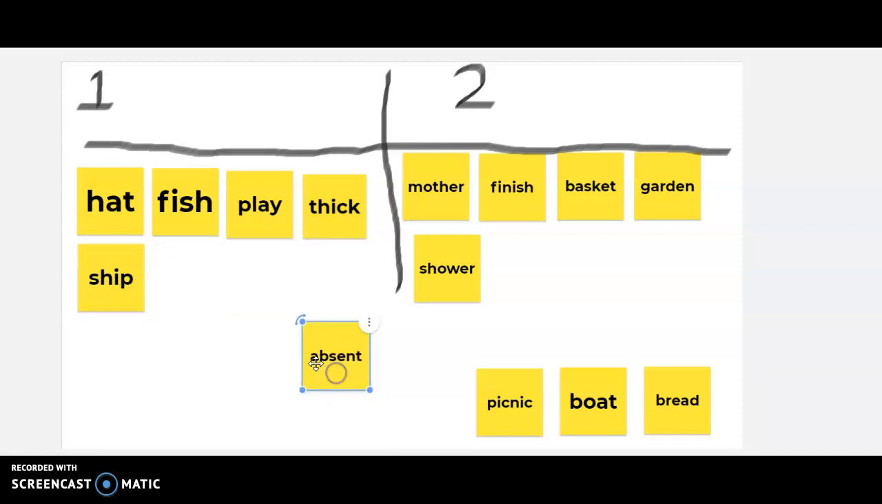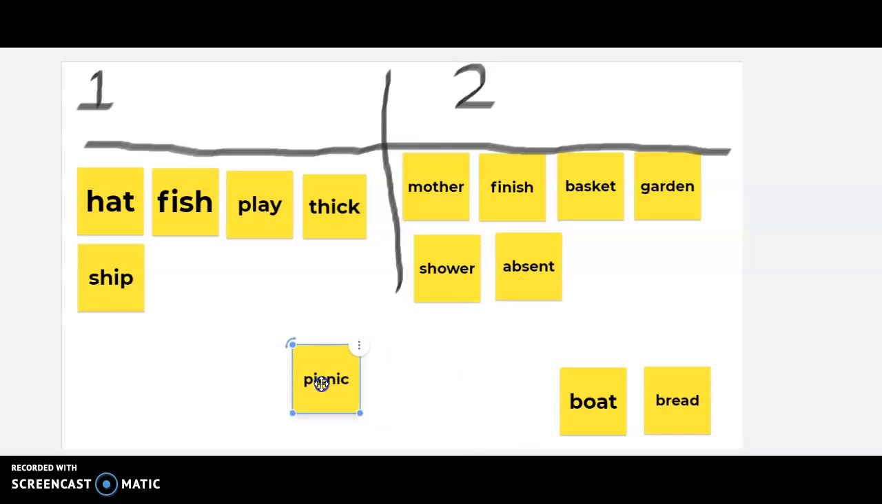Here is the word absent. Absent. Let's clap it. Absent. So we're going to put it under the two syllables. I want you guys to think for a minute. This is the word picnic. Where is the word picnic going to go? Under one syllable or two? If you said two syllables, you are correct. Picnic. We're going to put it under the two.